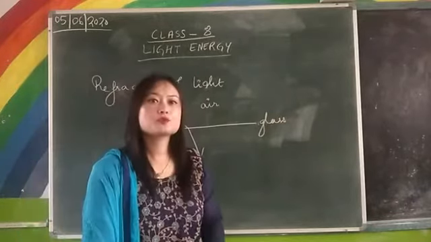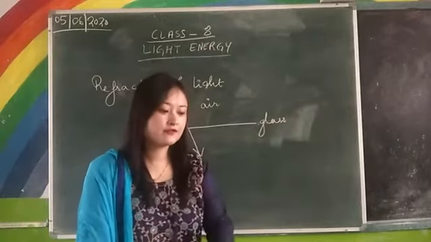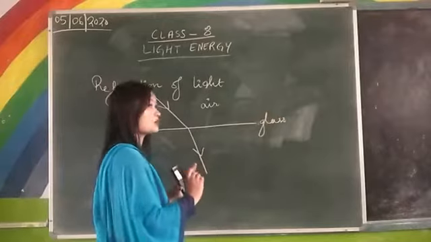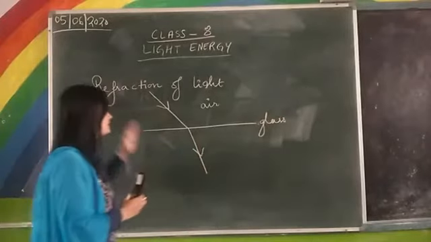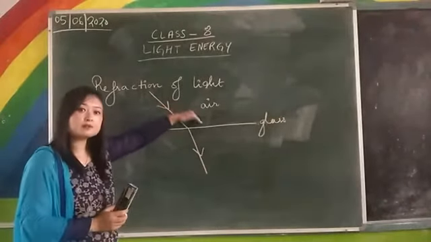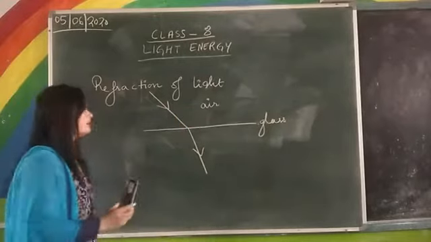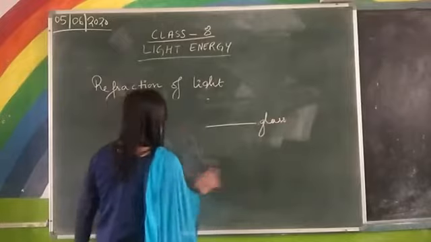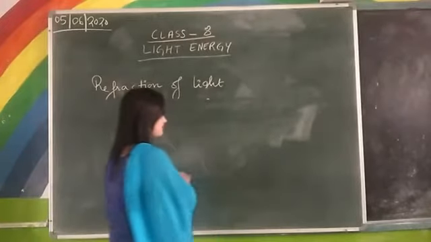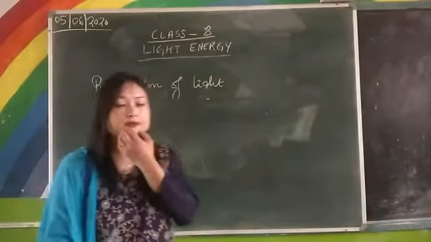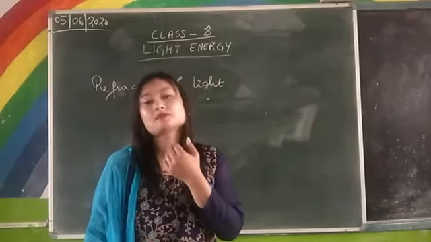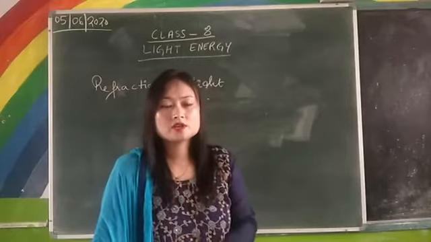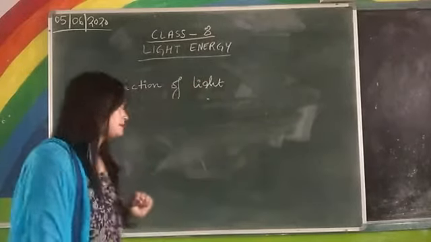So I hope you understood what is reflection and refraction. Reflection means when a ray of light goes back to the same medium, and refraction means when it passes from one medium to another medium. So today we will be discussing further about refraction of light. Now as we were discussing, depending upon the medium, the speed of the light will be different.